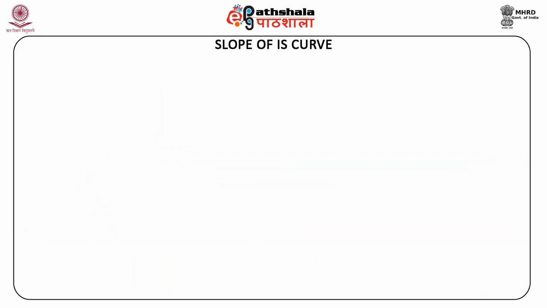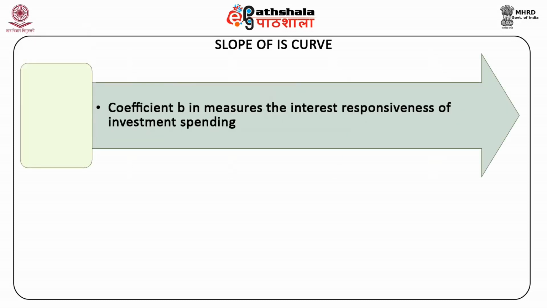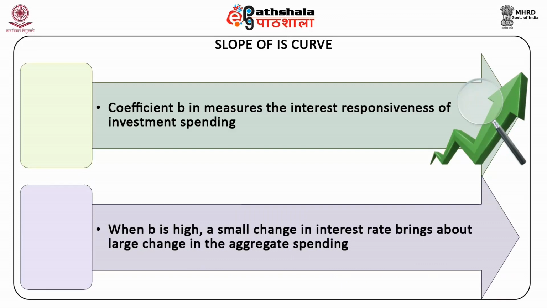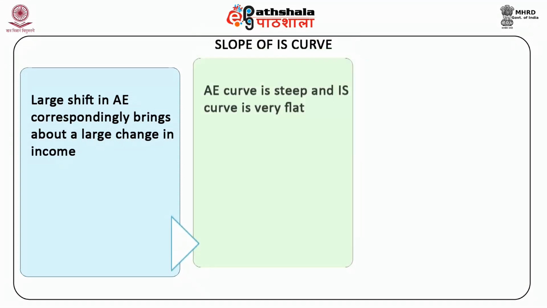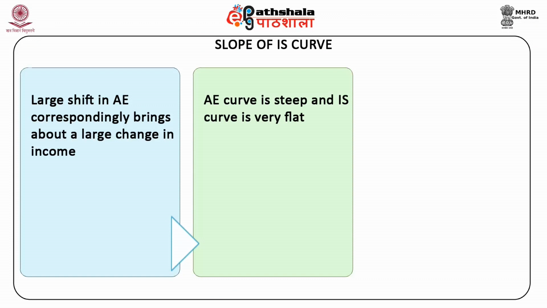Let us look at the first factor, interest rate sensitivity of investment, given by B. The coefficient B in the investment function measures the interest responsiveness of investment spending. When investment is very sensitive to interest rate changes, that is, when B is high, a small change in interest rate brings about a large change in aggregate spending, reflected in a large shift in the aggregate expenditure curve. This large shift in AE correspondingly brings about a large change in income. In such a case, the AE curve is steep and the IS curve is very flat.